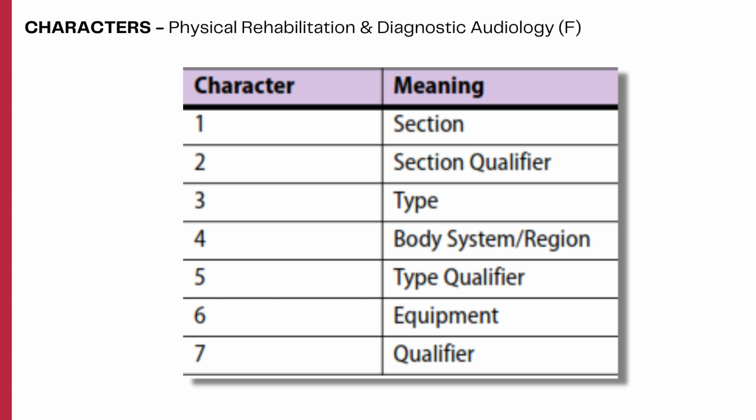Sixth character specifies the type of equipment that is used to complete the procedure. For the sixth character, you may not find specific equipment listed here, but then a broader category of equipment such as assistive, adaptive, or supportive devices is specified. But then the seventh character is not specified in this section, and seventh character is always none for this particular section as such.